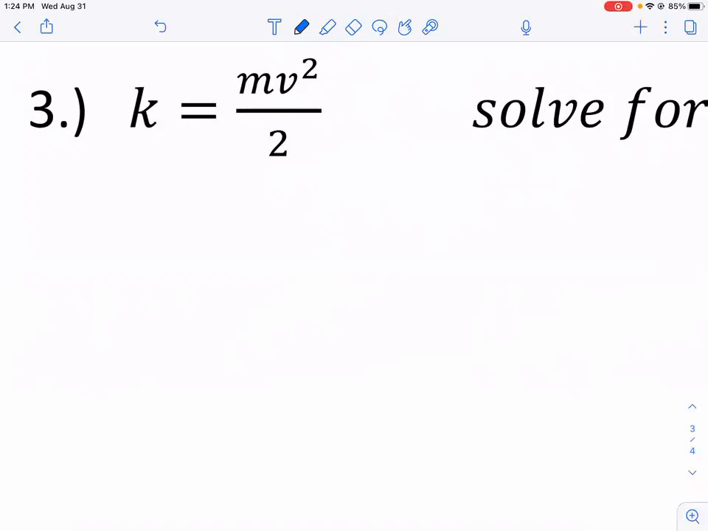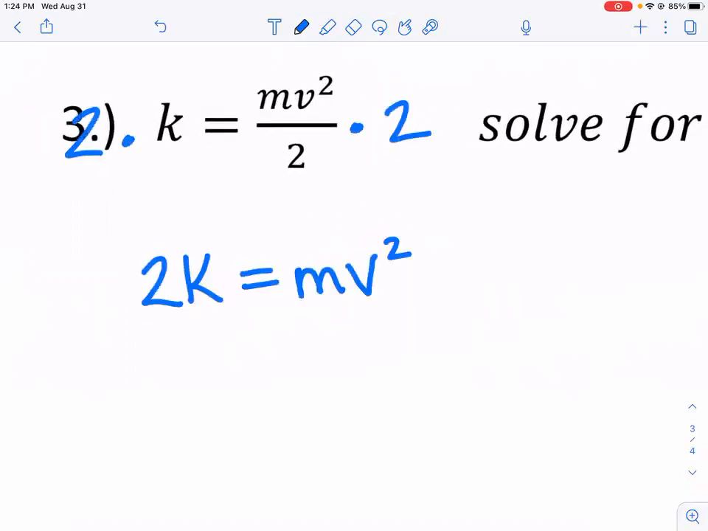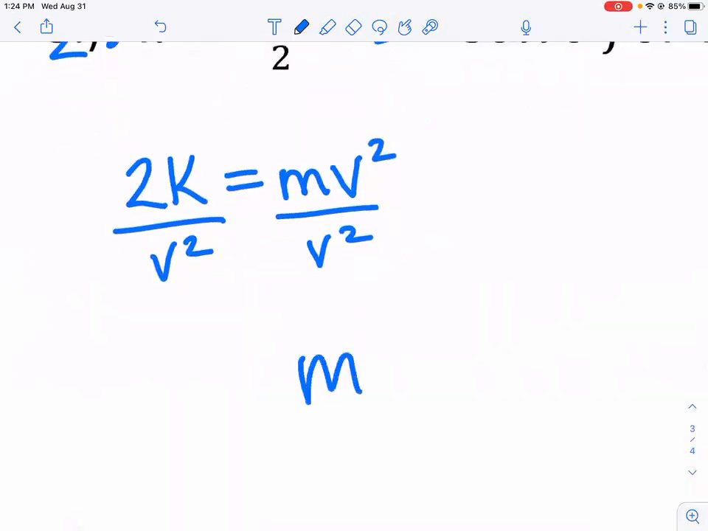Andrew, what is our first step? Times it by 2. Let's multiply by 2. So we have 2k equals mv squared. Raise your hand if this was what you had. Okay, good. Now, what are we solving for? So if we're solving for m, then we would need to divide by v squared. So m equals 2k over v squared.